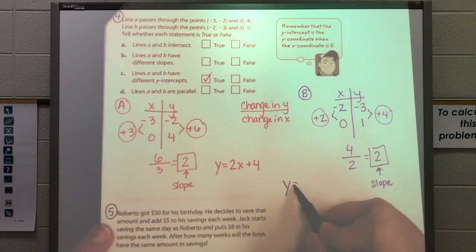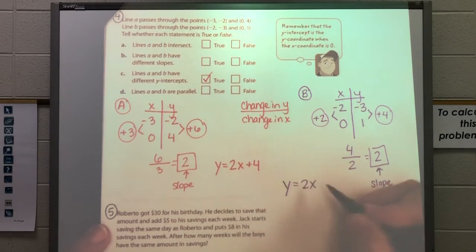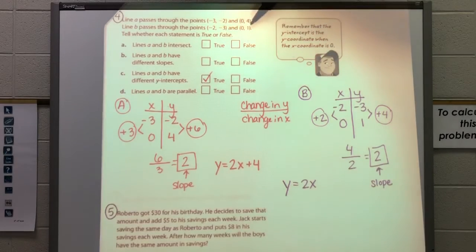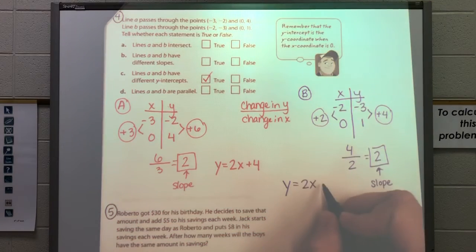So I'm going to write my equation for that one. y equals 2x. The difference is, you don't have a y-intercept of 4, you have a y-intercept of 1 because it's a different coordinate that you're given. So that's a +1, so write +1.